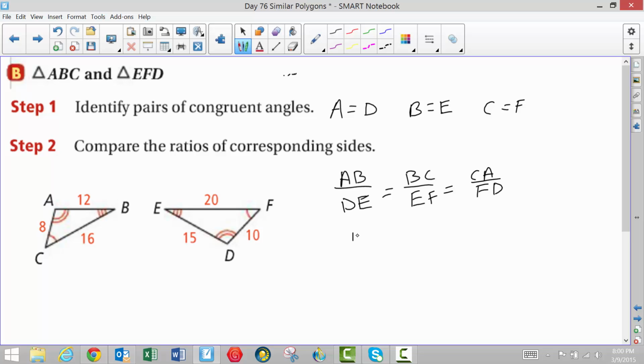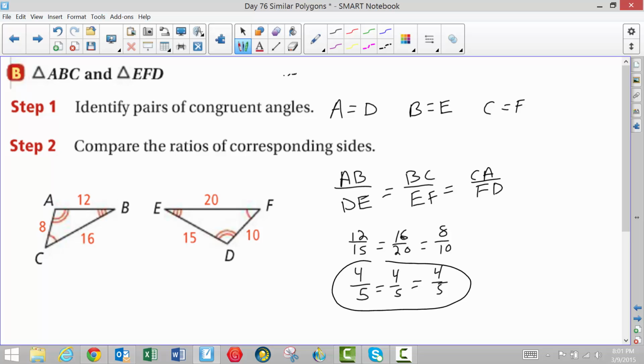My AB is 12, DE is 15, BC is 16, EF is 20, CA is 8, FD is 10. So let's reduce. 3 can go into 12 and 15, so that's 4 over 5. 16 and 20, that's 4 over 5, reduced by 4. And 2 can go into 8 and 10, so that is also 4 over 5. So all my side ratios were the same.